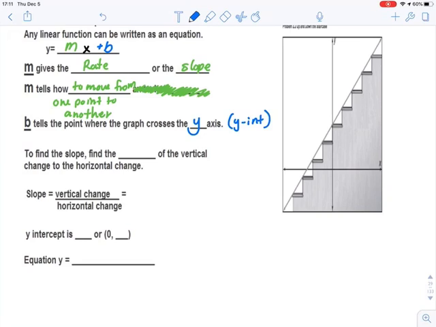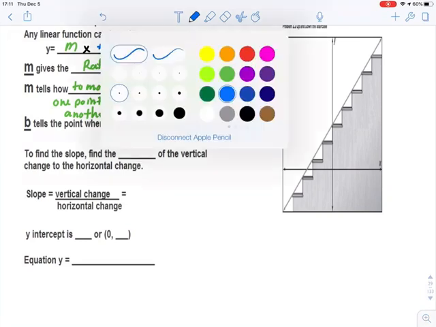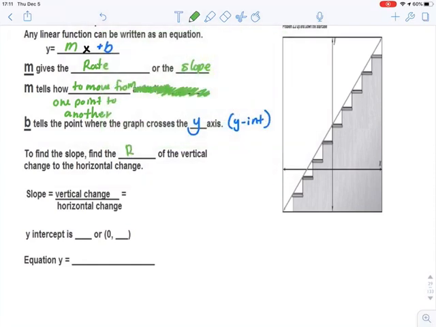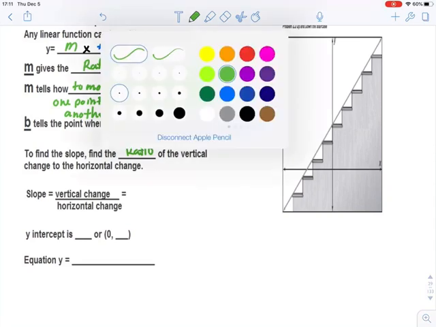Okay. And to find the slope, you need to find the ratio of the vertical change to the horizontal change. Again, I should have mentioned this earlier, but if you need to, just pause it, fill out to the best of your ability, and when you're ready, go ahead and resume it.